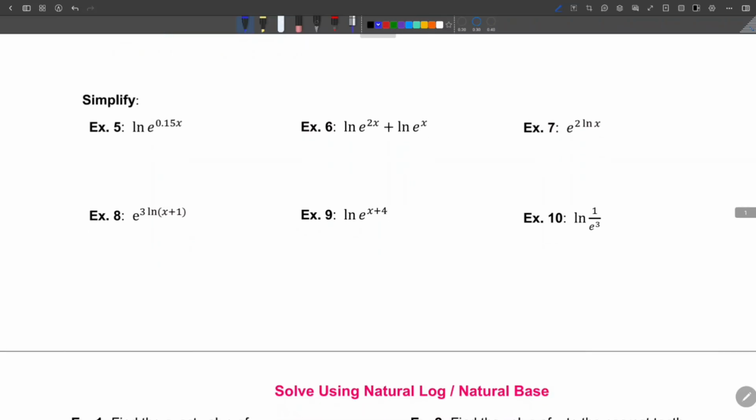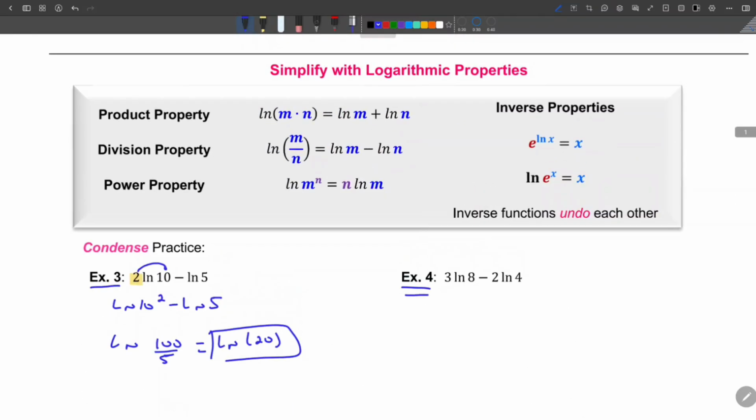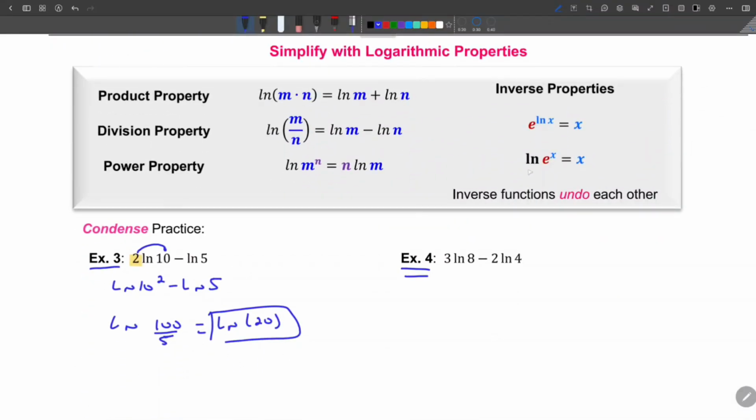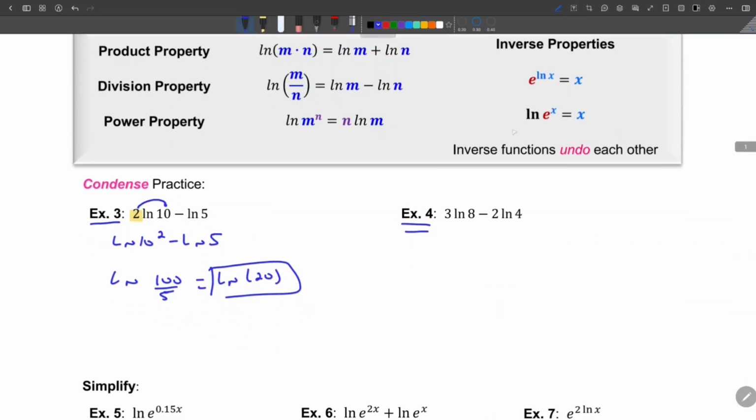We're going to use some of these other properties to simplify some stuff down here. And again, we're not going to do all these. You can do some on your own. But I want you to think about these inverse properties. If we're taking the natural log of e to the x, that's just left with x. That goes right along with it, because it comes from log base e of e to the x is equal to x. And remember, if the base and the argument match, you're just left with whatever that is.